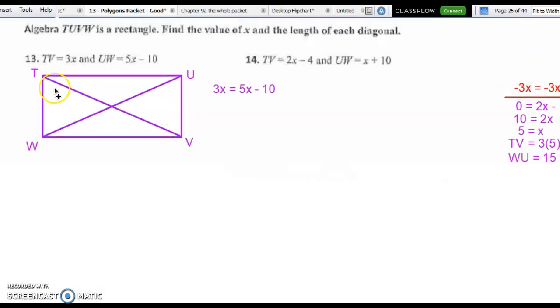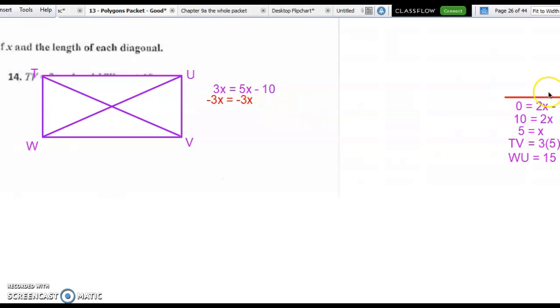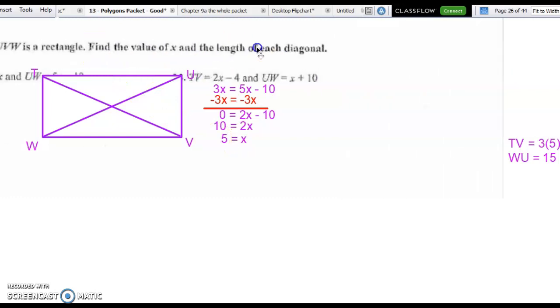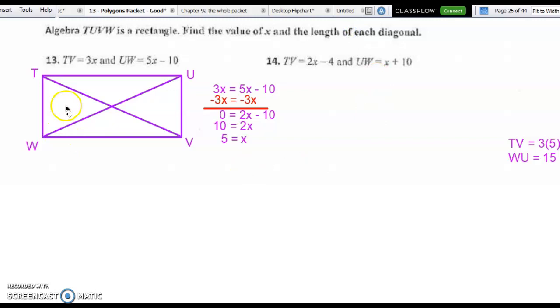The diagonals are congruent. Okay, so I'm going to subtract 3x from both sides, and let me line it up, make sure it's pretty. When we line it up, we're going to get 0 equals 2x minus 10. 5x minus 3x is 2x. I'm going to add the 10 to the other side. I'm going to divide by 2. And guess what? X is going to equal 5. So we did find the value of x right there is 5.